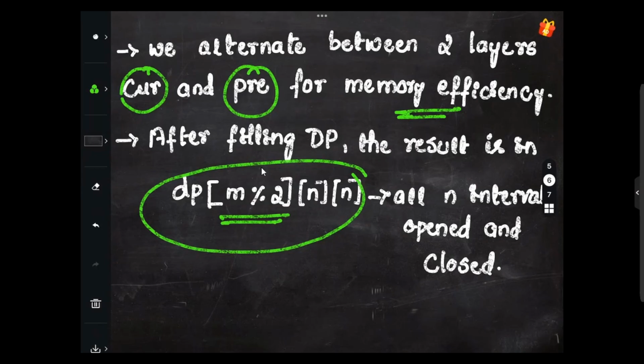After filling the DP table, the result is in DP[M mod 2][N][N]. Right, so all the n intervals are opened and closed. This N N part, whatever I have written, is nothing but all n intervals opened and closed here. So this is M mod 2. From 1 to M we have considered, so M mod 2, right?